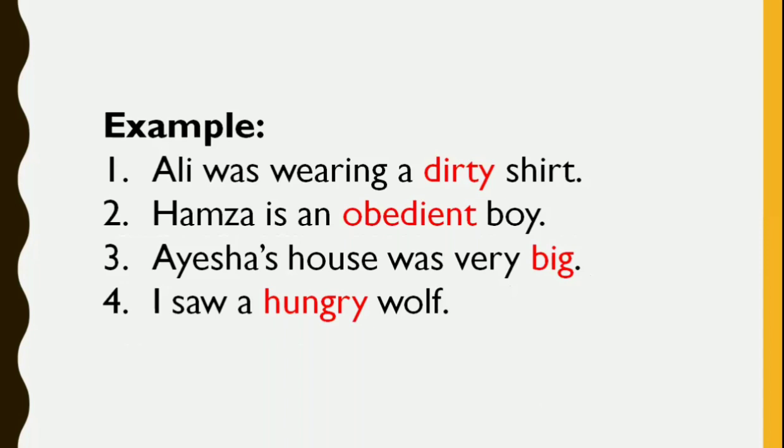For example, Ali was wearing a dirty shirt. In this sentence, dirty is an adjective which is telling us the condition of Ali's shirt. Similarly, in the second example, Hamza is an obedient boy. The word obedient is an adjective which is informing us about Hamza's nature.